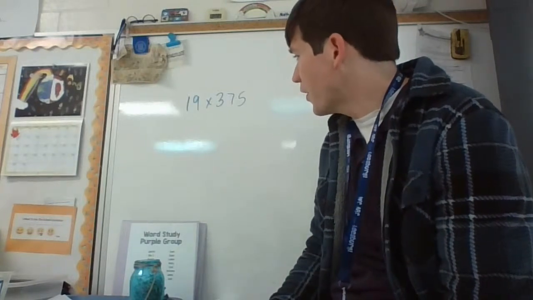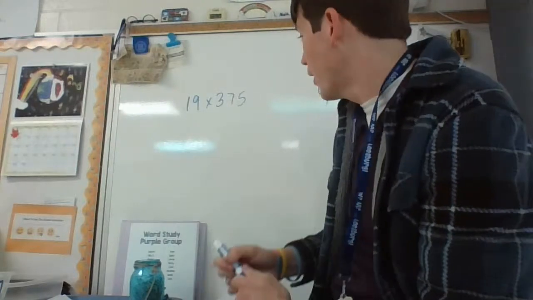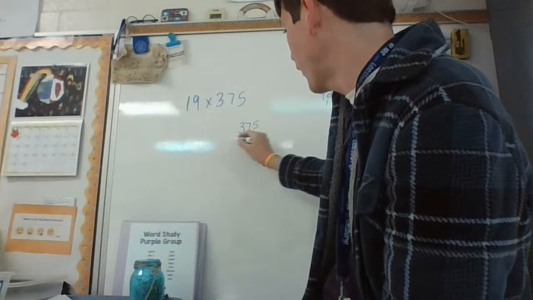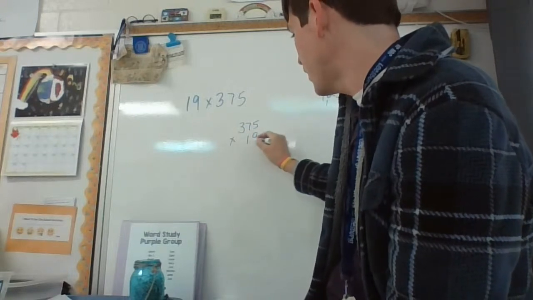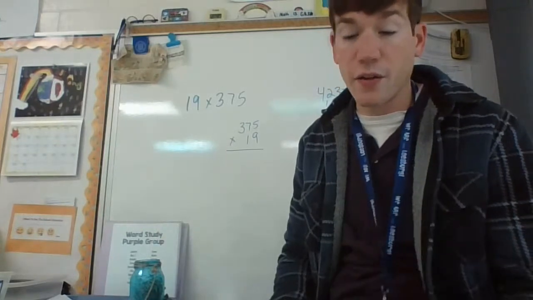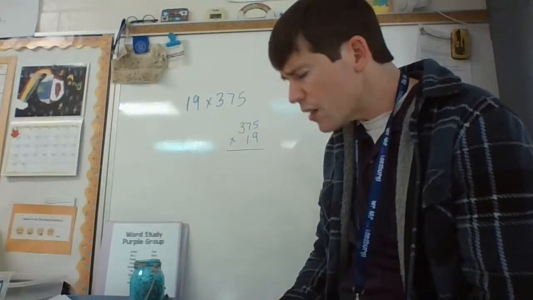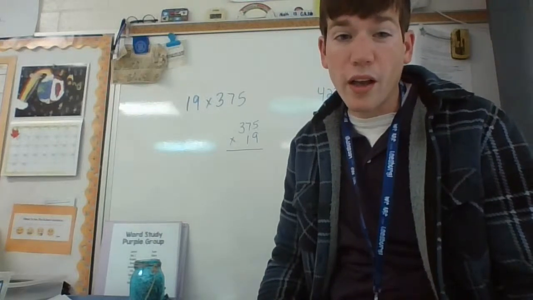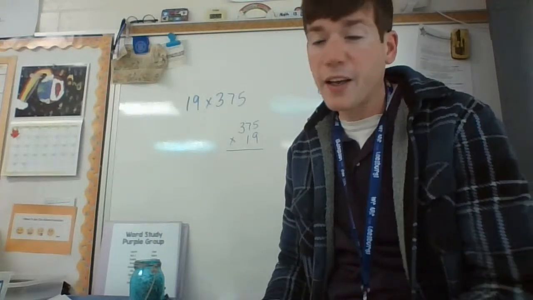So when we're looking at this here, since the order doesn't matter, I'm going to flip this around and say 375 times 19. And again, remember the order there is not of importance. Now, when I'm thinking of this, I'm going to think of what would be an answer that would be too low and what would be an answer that would be too high.